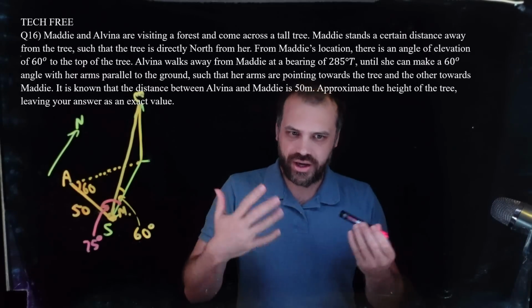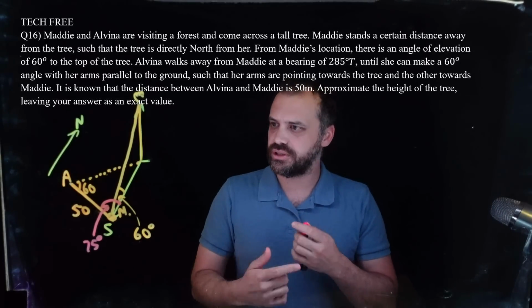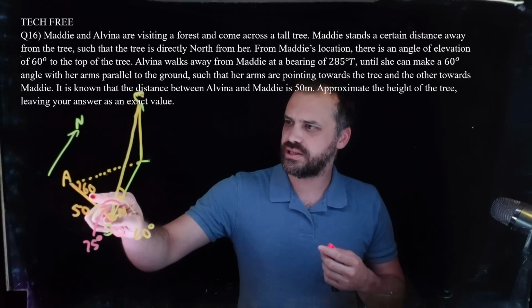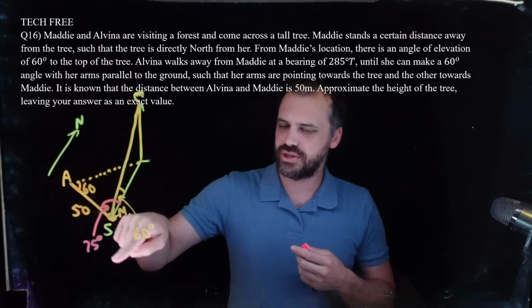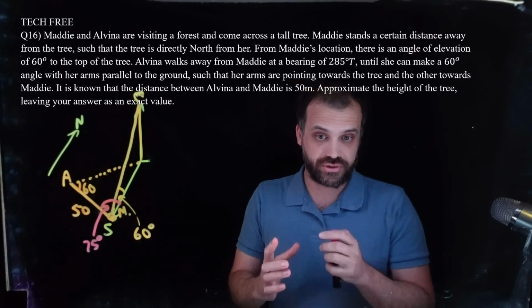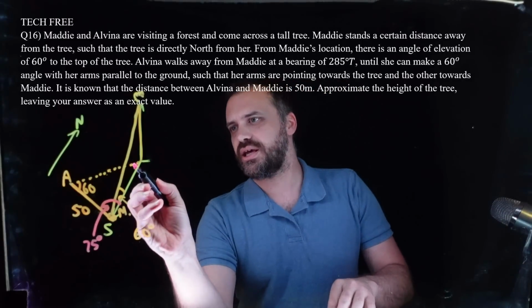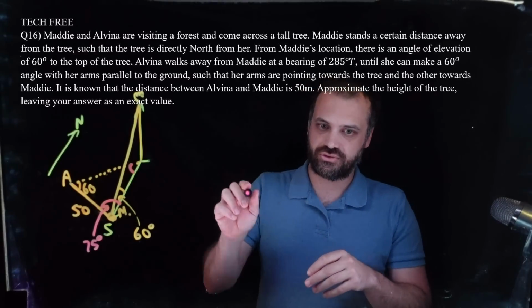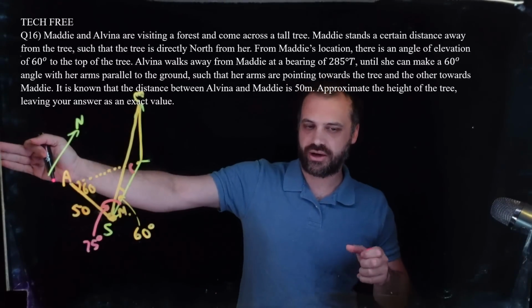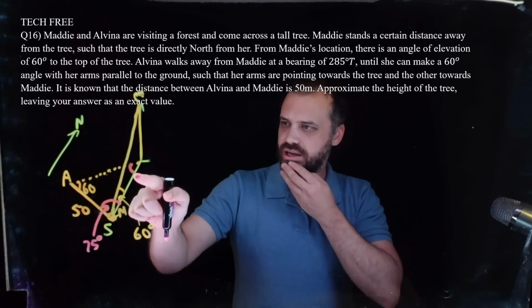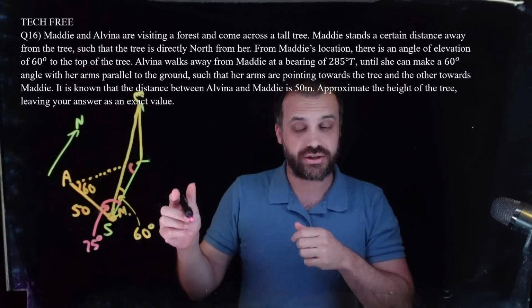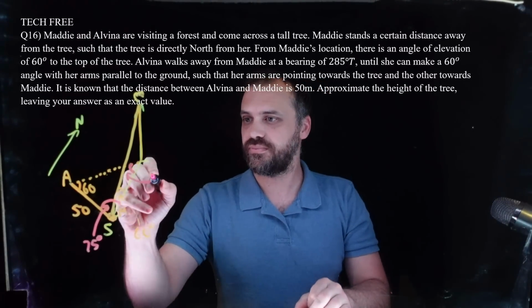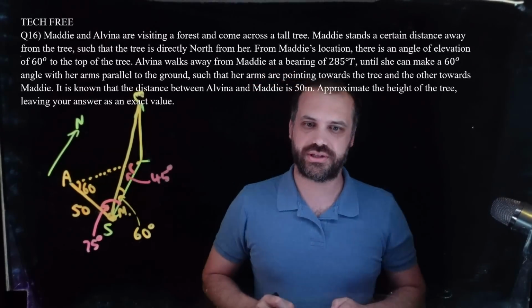And so I don't know how to do this question. We just got to step through it. If this is 75 degrees and that's 60 degrees, those two together are 135 degrees, which means that this angle here, right? So if you're standing at the tree and you're pointing at Alvina and pointing at Maddie, that angle there is 180 minus 135. So that angle there is 45 degrees.